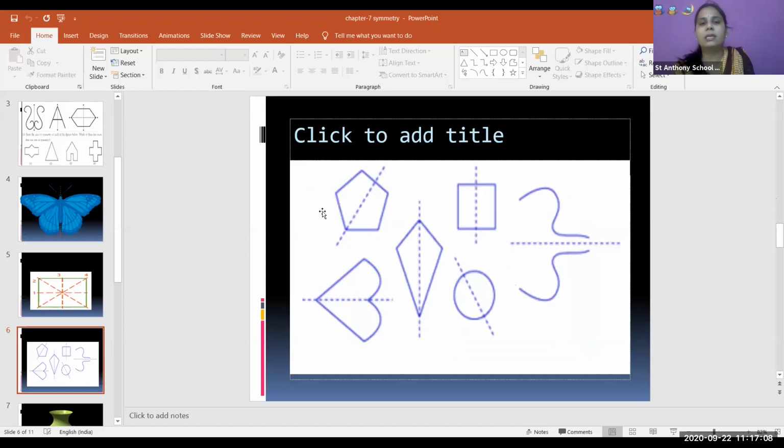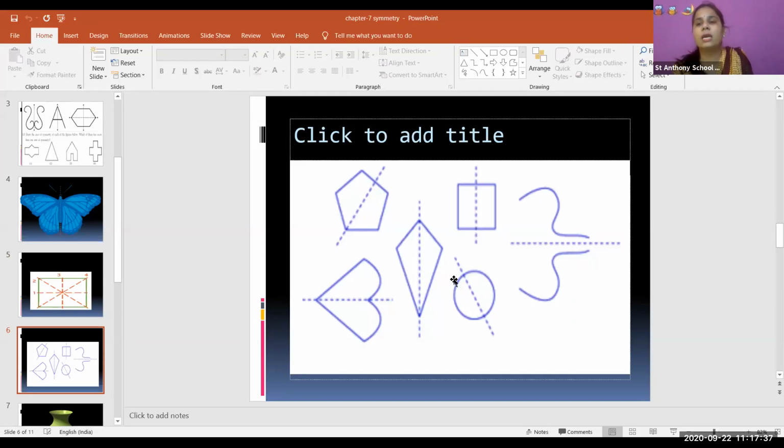Now in this diagram, when this side exactly overlaps this side, the pentagon has only one axis of symmetry. This figure is known as a kite. When this figure falls exactly on this side, it overlaps this side and divides into two equal parts.